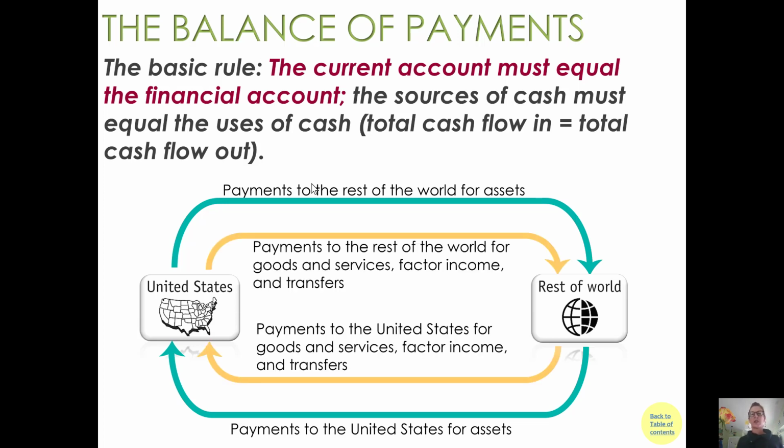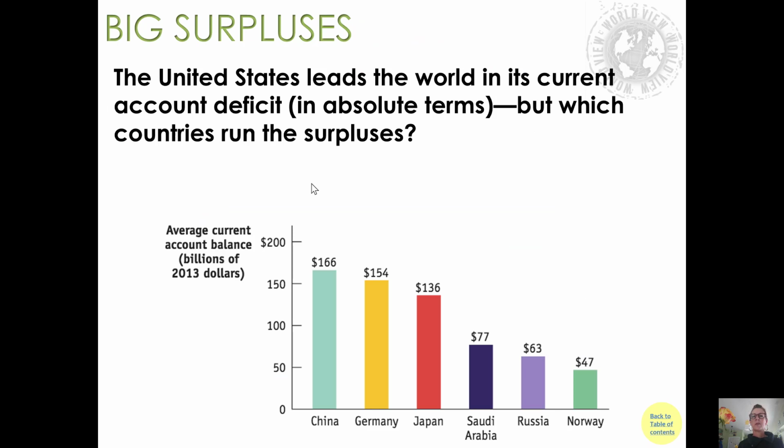So when I think about the payments for assets on the outside flow and the payments for goods on the inside. So where does the U.S. stand? We lead the world in our current account deficit in absolute terms. So who's running all the surpluses? Clearly somebody's exporting more than they are importing. It's not the U.S. So here are your big current account surplus runners.